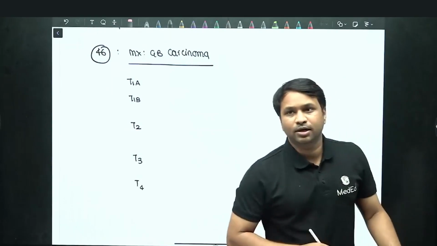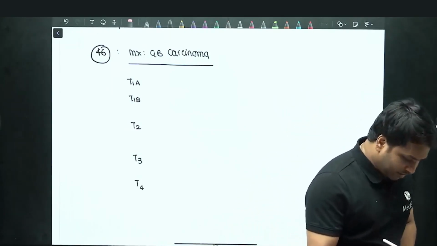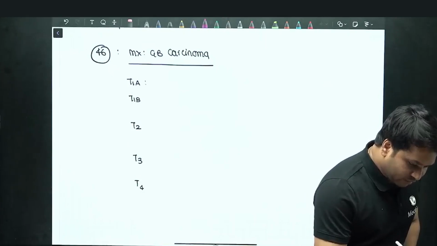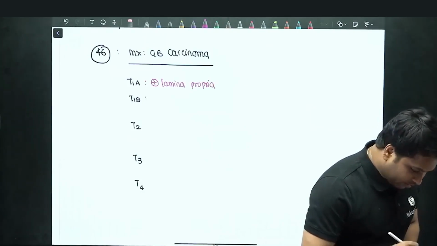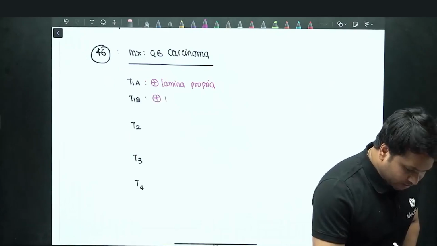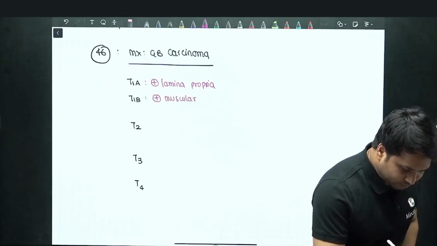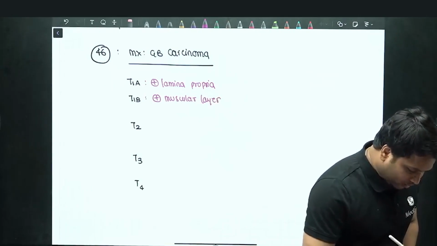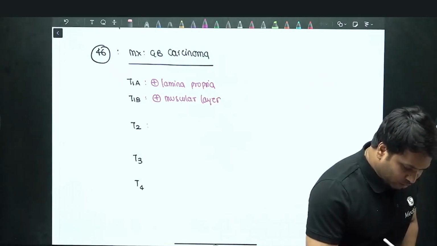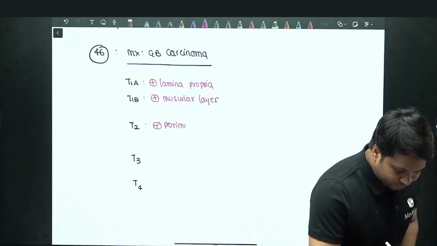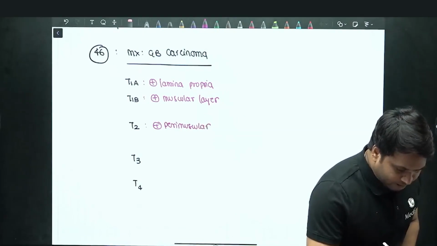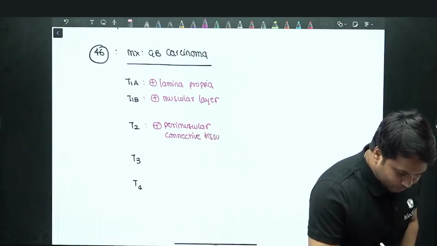Now, what is a T1A disease? Remember, T1A disease, if it is involving lamina propria. T1B disease, if it is involving the muscular layer. T2 disease, you have two components here, T2A and T2B, but if it is involving perimuscular connective tissue, that is T2.